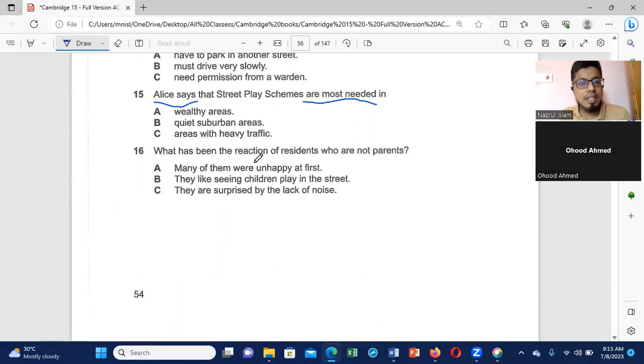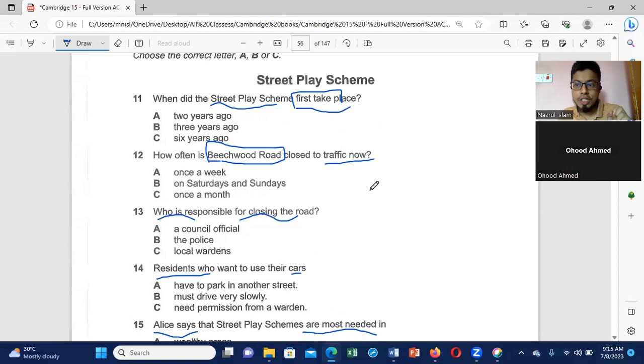What has been the reaction? What has been the reaction of whom? Residents who are not parents. The residents, but they are not parents. Remember, if you read the questions very carefully and understand them, it is quite easy to get the correct answer. Okay, so I have done reading the questions.